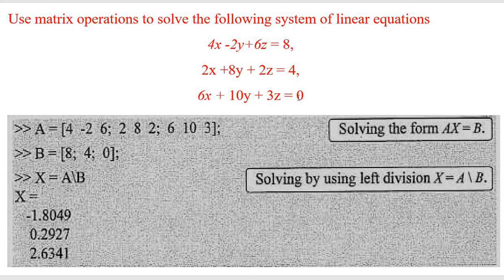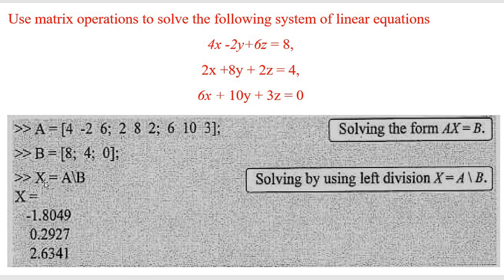So first we create the coefficient matrix A. A equals the first row 4 minus 2 6 semicolon, second row 2 8 2 semicolon, third row 6 10 3. We do not need to display it, therefore we are using a semicolon. So the B matrix is a column matrix 8 4 0, so 3 rows, single column, and every element ends with a semicolon.